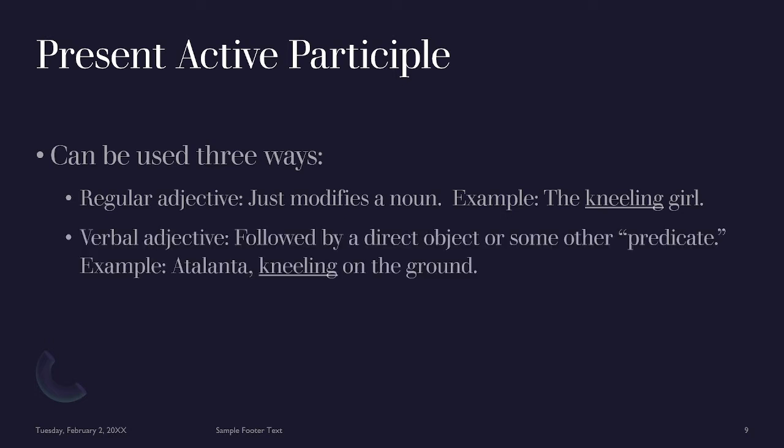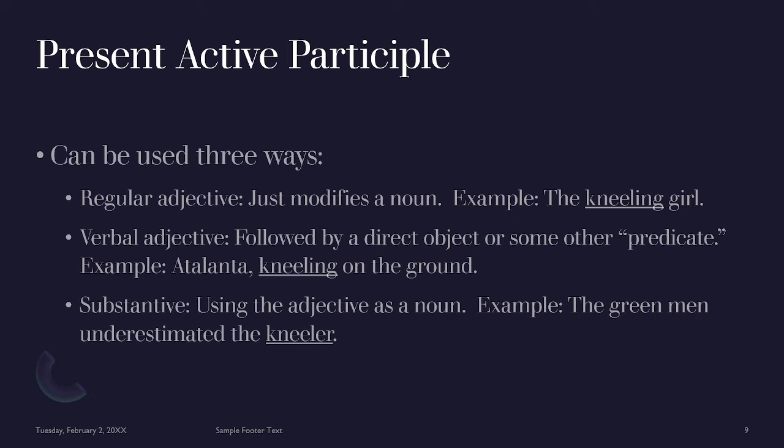The next possibility is we use it as a verbal adjective. And so we're kind of leaning more into the verb side of it in this case. And we know it's a verbal adjective because there's some kind of direct object or other predicate that comes off of that participle. So using our example from before, Atalanta kneeling on the ground. So in this case, we know where she's kneeling. That's the quote-unquote predicate for the participle.